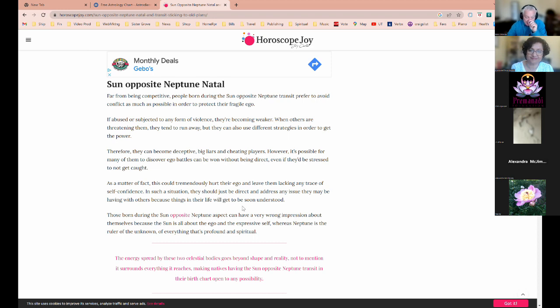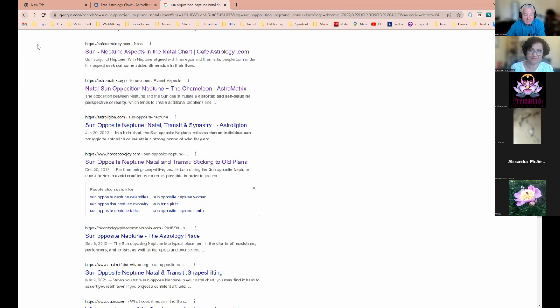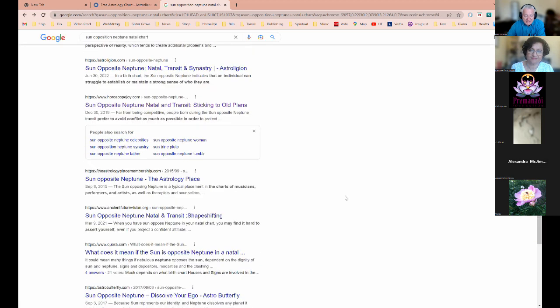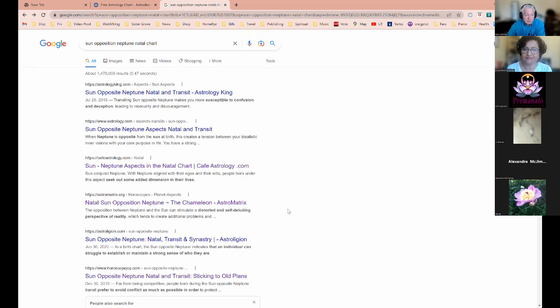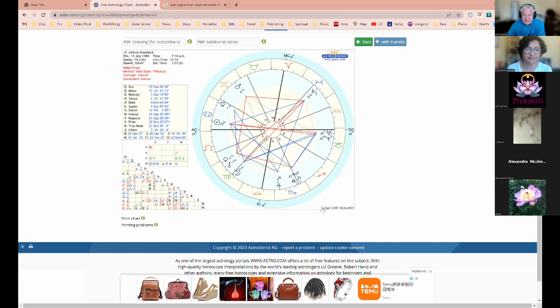Okay, so what I'm showing you here is that there are multiple opinions of what Sun opposing Neptune means, can mean, couldn't mean, has a potential to mean. And once you read that, you should easily be able to realize that whenever you have a planet that is opposite the Sun and it hits Neptune here or any other planet, that is an issue.